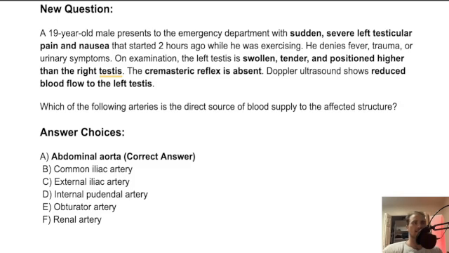Sometimes people like to ask questions about that. That's the irregular part on the left side for the vein system, not for the arteries, which come from the abdominal aorta.